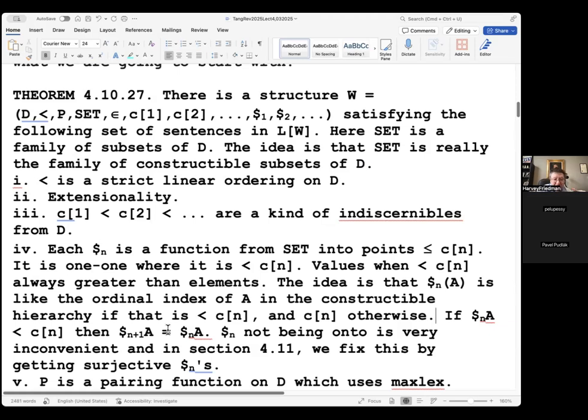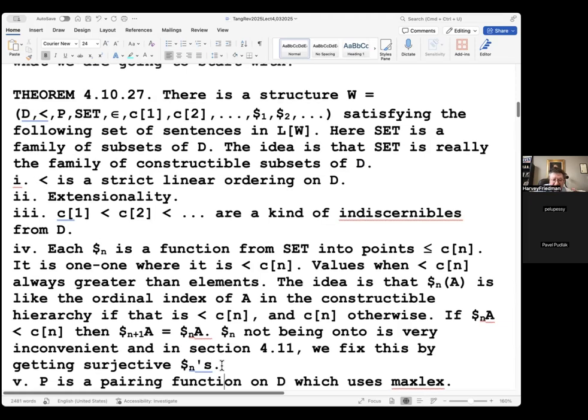And in section 411, we fix this by getting surjective delta n's. So out of section 410, we only get these $n maps. We only get that they're 1,1 when they're non-trivial, i.e. less than Cn. We don't get that they're onto. And this turns out to be a nuisance for things we want to do. So we have to fix that. That's the first main order of business in section 11.